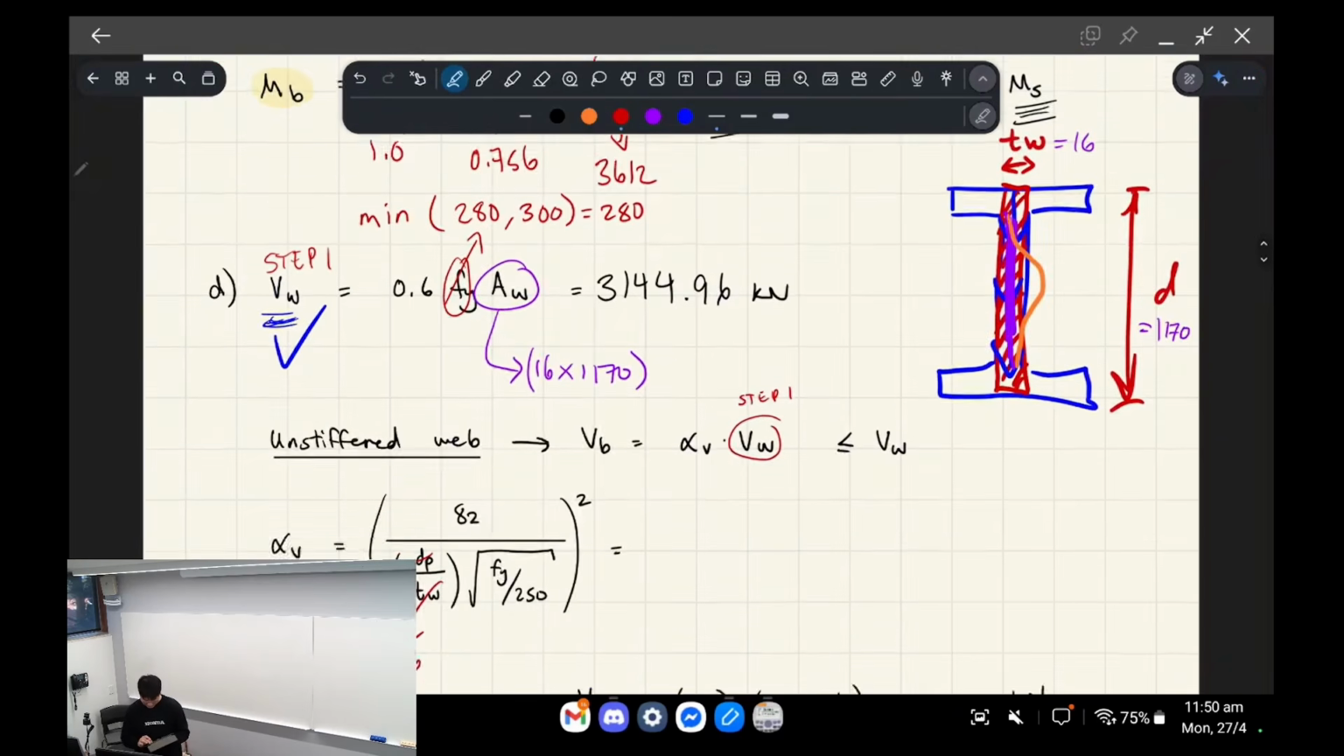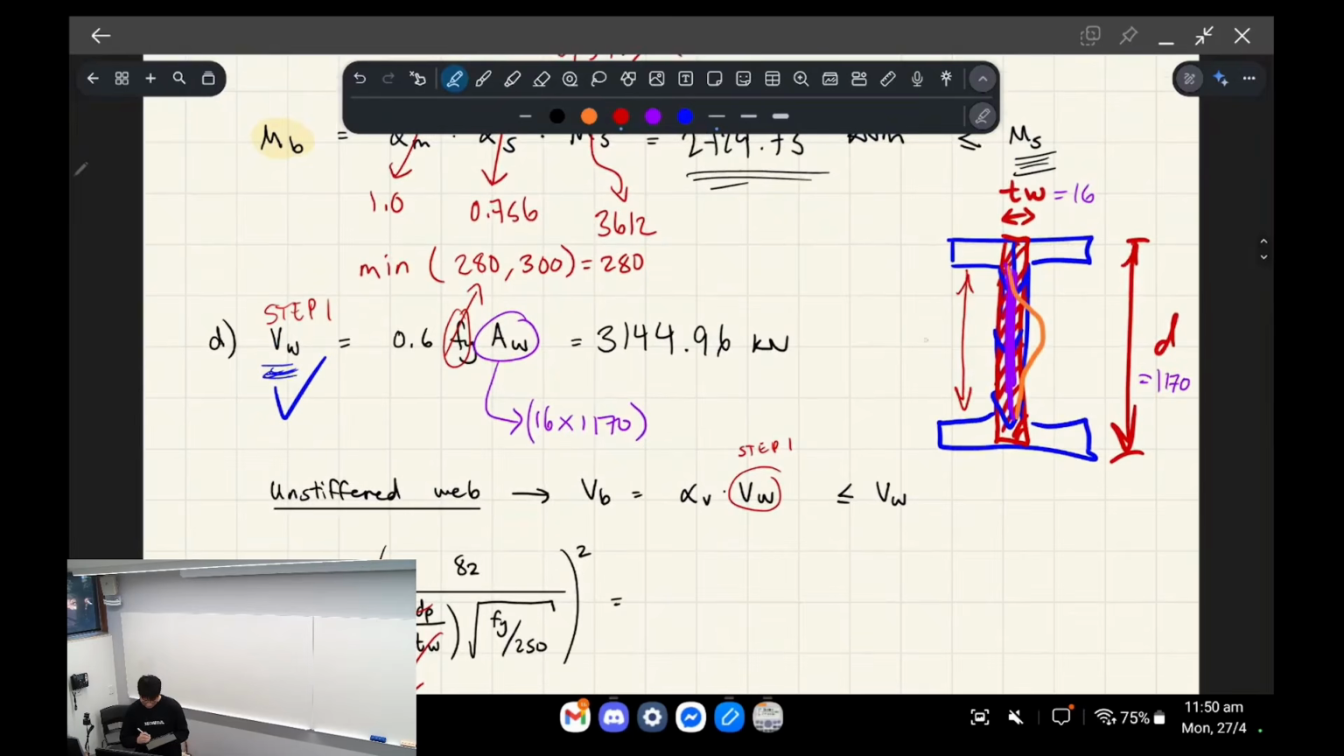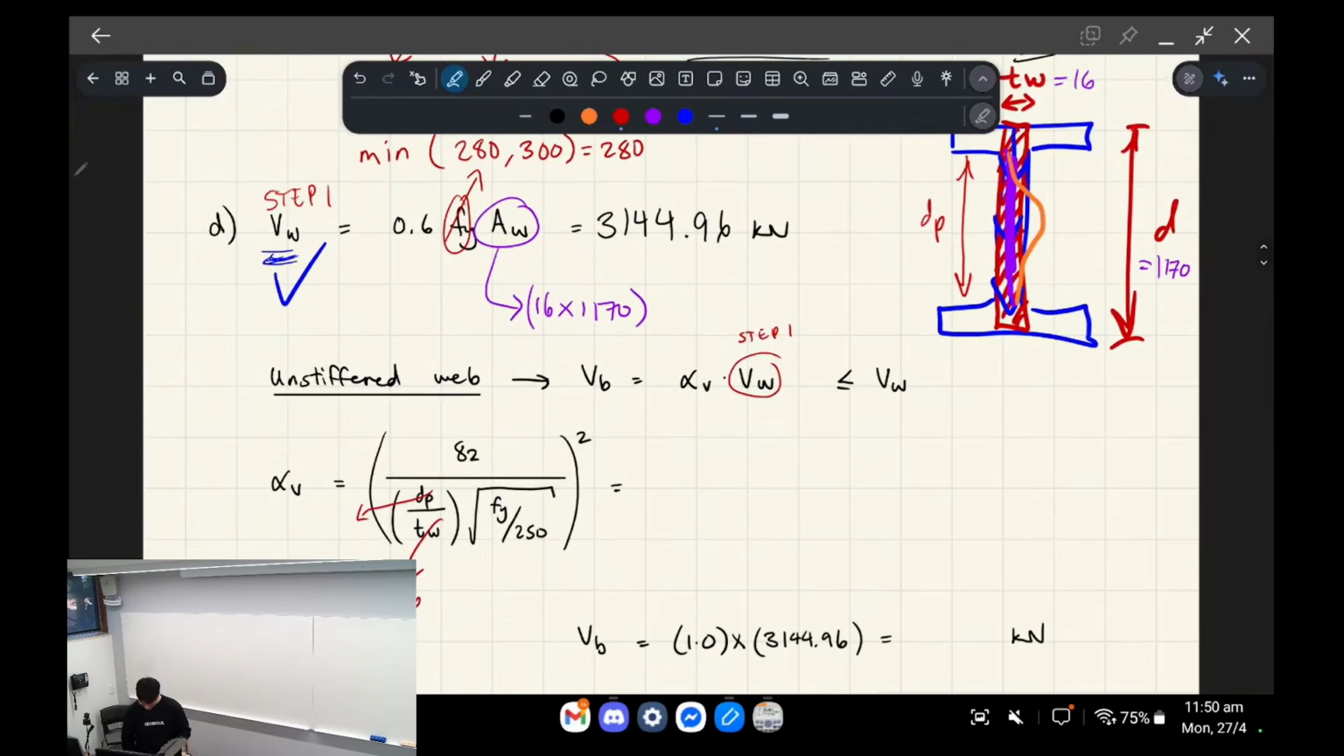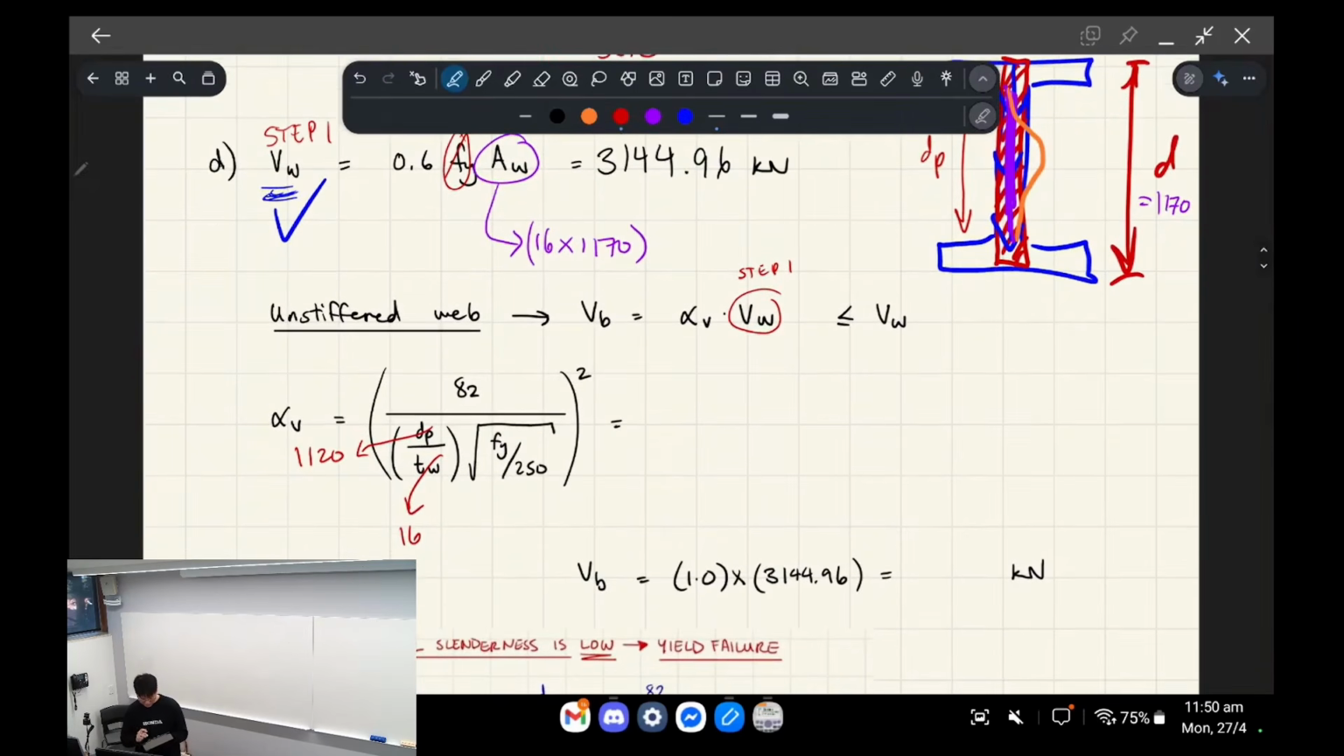Okay, so dp, this is dp, it's the depth of the panel, right? And that was 1,120. And you divide that by 16. You put that in the bottom of the fraction. You get Fy, which is 280. Okay, and then alpha v is 1.225, okay? Basically, since that's greater than 1, and this is supposed to be a reduction factor, it can't increase your capacity, right? So you set it back to 1. Okay, so therefore alpha v is 1.